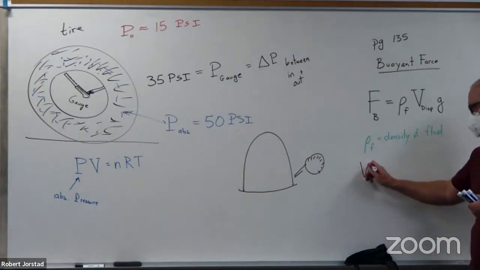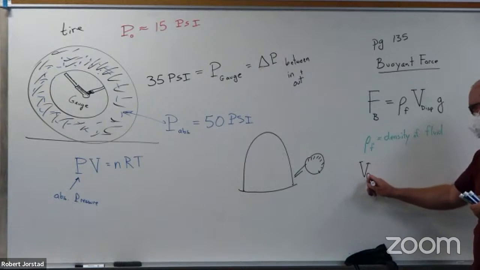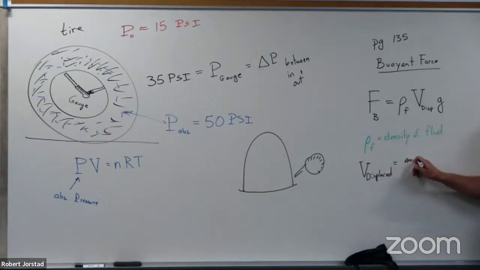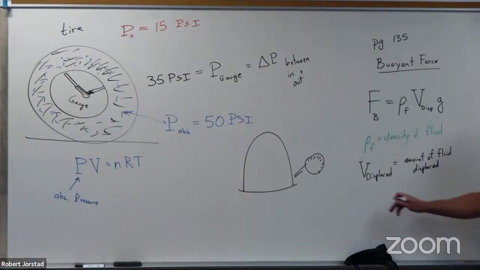V disp. Some people just call that V subscript D. That's volume displaced. That's the amount of fluid displaced. More on that in a minute. g, that's our standard g.